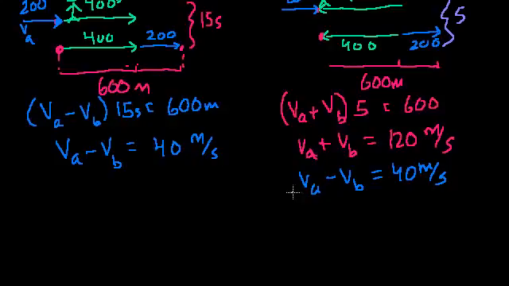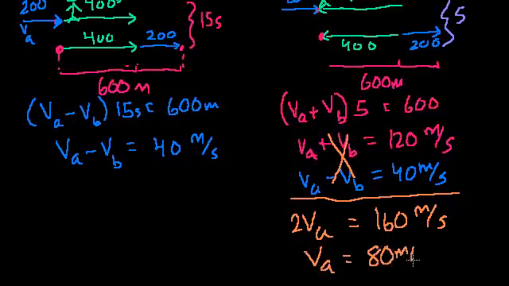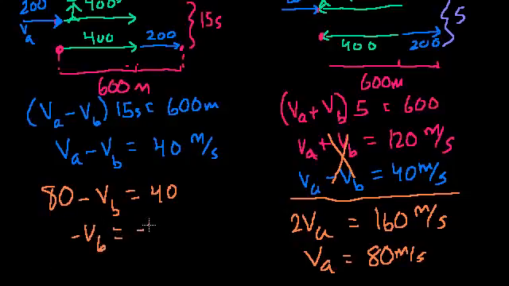Add the two equations. We get 2 times the velocity of A. These two cancel out, is equal to 160 meters per second, or the velocity of A is equal to 80 meters per second. And then we can just back substitute here. The difference between the two is 40. So let's see, 80 minus the velocity of B is equal to 40 meters per second. So what's the velocity of B? Well, you could subtract 80 from both sides. You get minus velocity of B is equal to minus 40, or the velocity of B is equal to 40 meters per second. And we've done the problem.